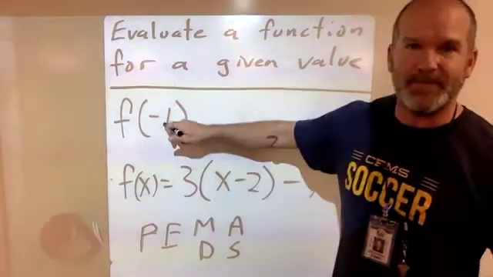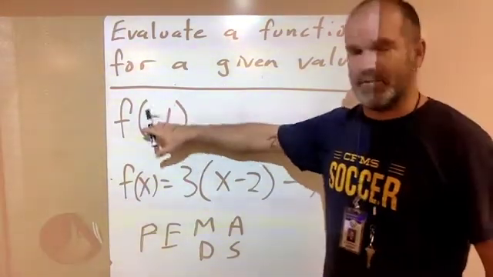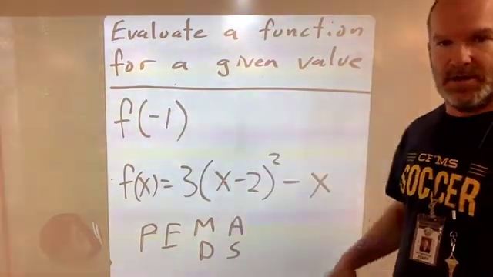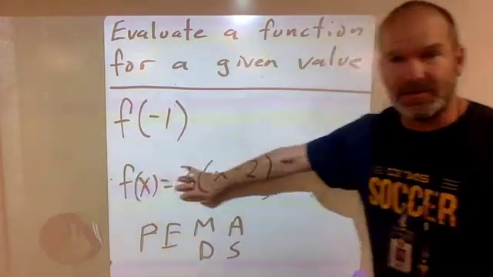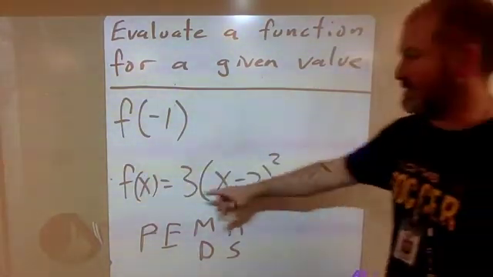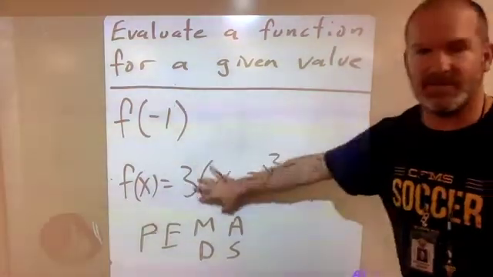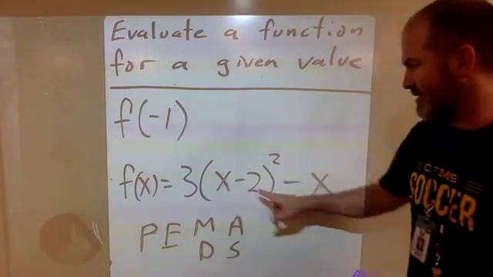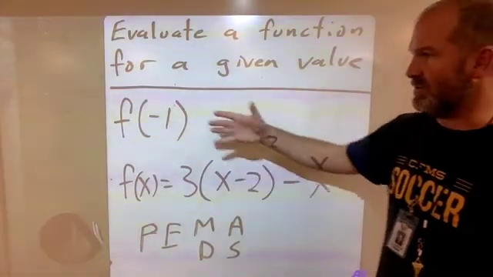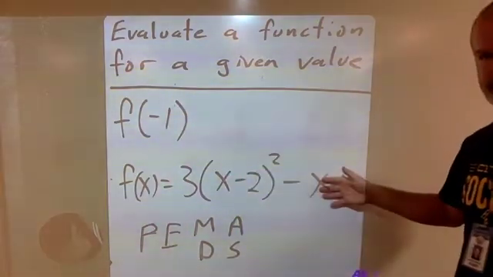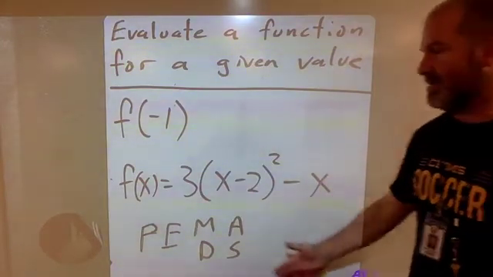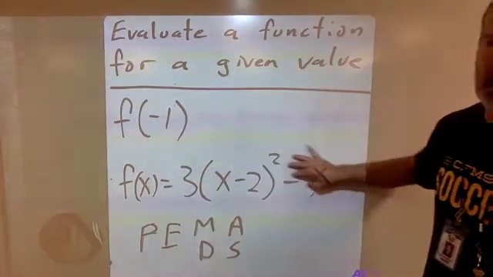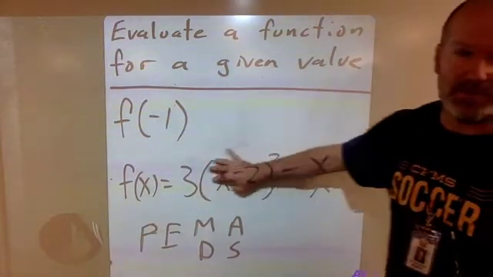When you see f with a number in parentheses, they're saying put that number in for x. Into what? Into an equation that might look like this, a function. So f of x is equal to all of this. Right now you have an x in these blank spots, but they want you to put a -1 into there. Once you do that, then you follow PEMDAS, order of operations, to just figure out what this equals. What is your final number?